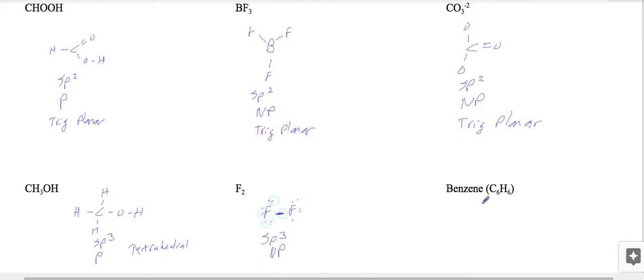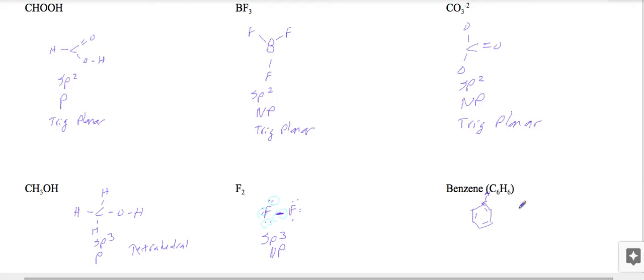Benzene looks like this, where each of the individual points is a carbon atom, and each carbon atom has just 1 hydrogen attached to it. So there's that. One, 2, 3, 4 bonds on each of the different carbons.